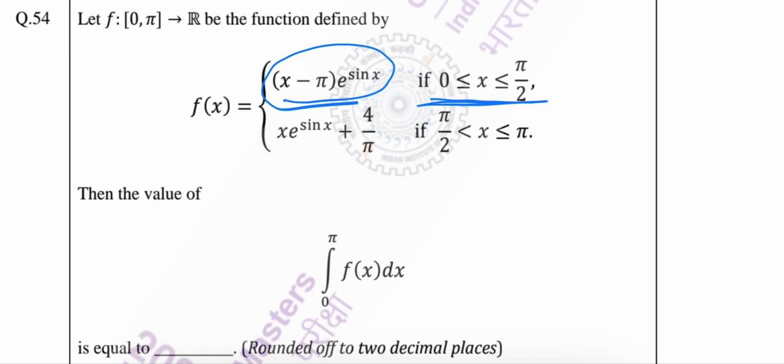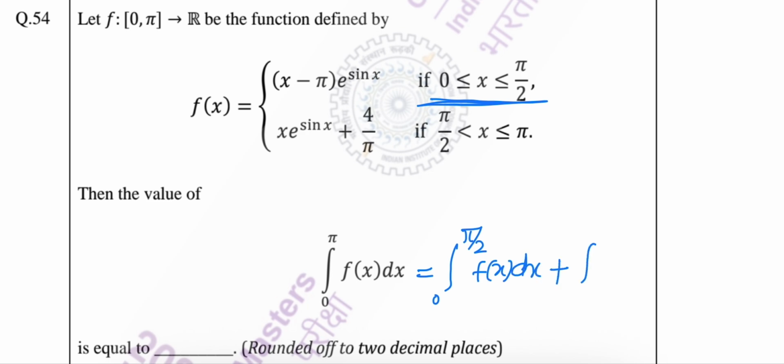So we have to divide the whole interval 0 to pi like this: integral 0 to pi by 2 f(x) dx plus integral pi by 2 to pi f(x) dx. Okay, and now we have to place the values of f(x).